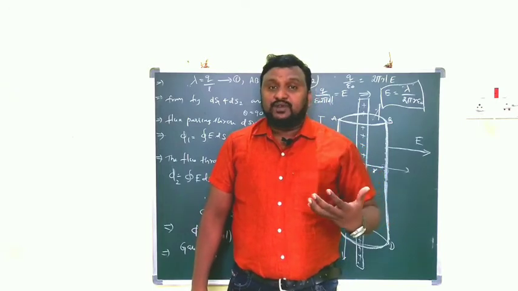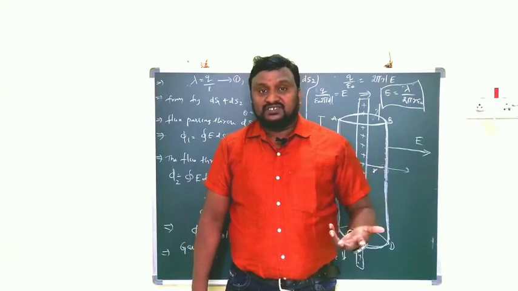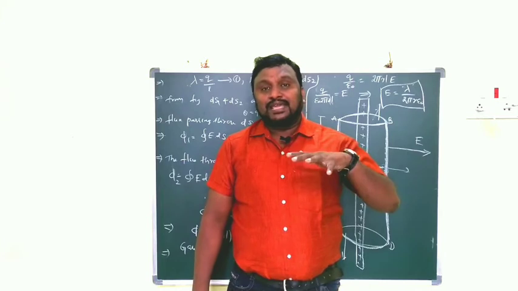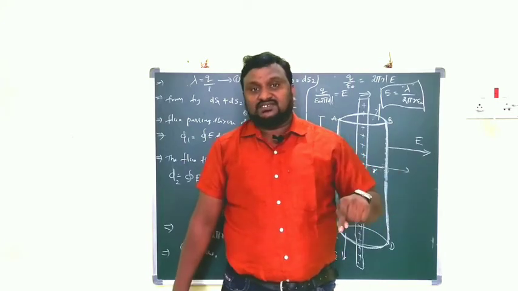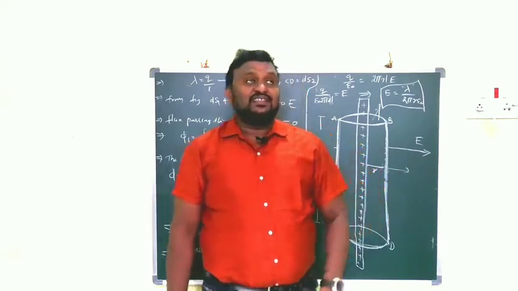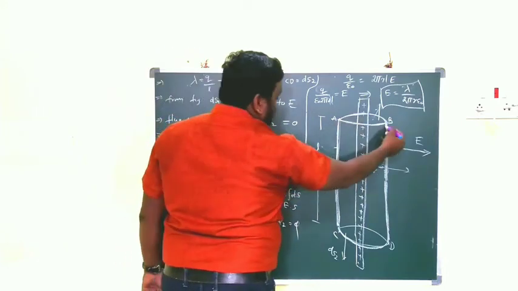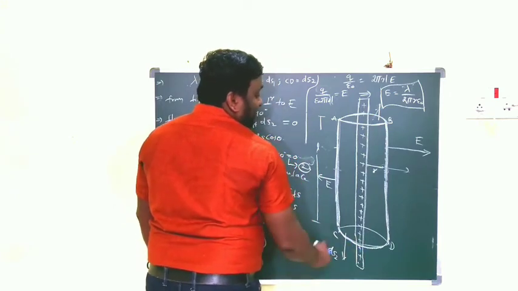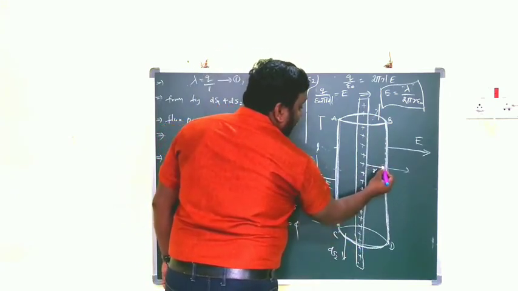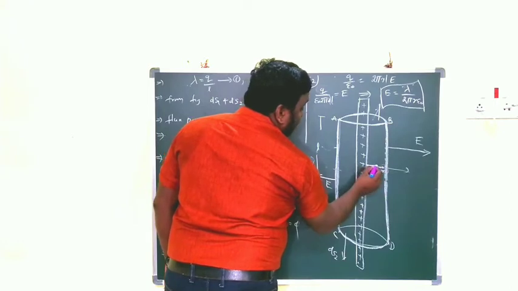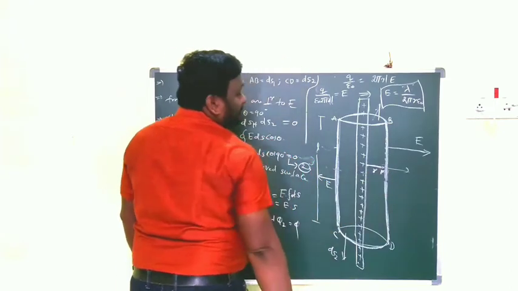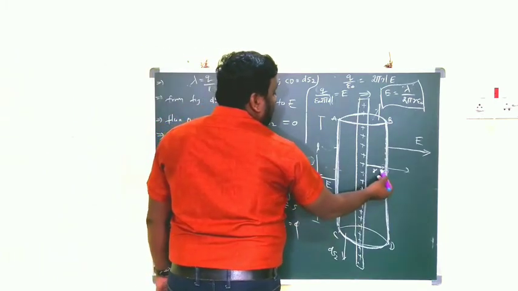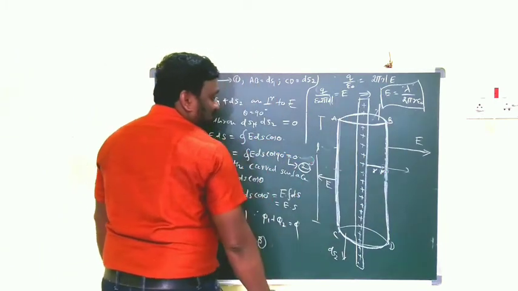What is meant by a Gaussian surface? We have to select a closed surface, because we are using Gauss law, and Gauss law is applicable only for closed surfaces. That's why you select a cylindrical Gaussian surface surrounding that long straight current carrying conductor. Here we take the point P at a distance of R, and at point P we have to calculate the electric field intensity.